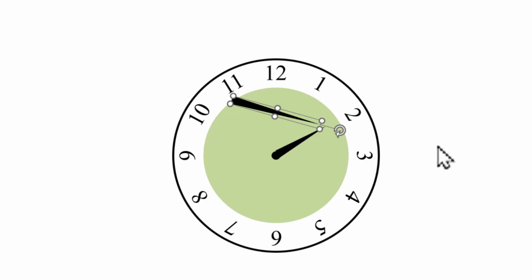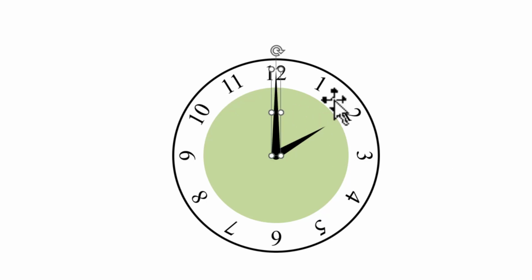Let me hit Ctrl Z to undo and get it back to its original position. Now to have this handle move around in a proper way, I need to add a ghost pivot. What do I mean by that? I need to change the center of rotation from here to here. How do I do that?